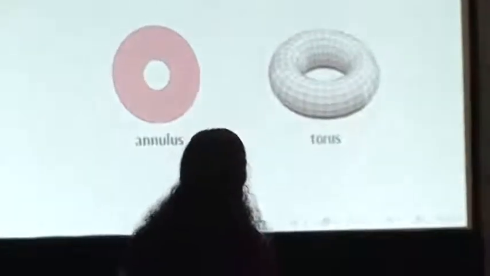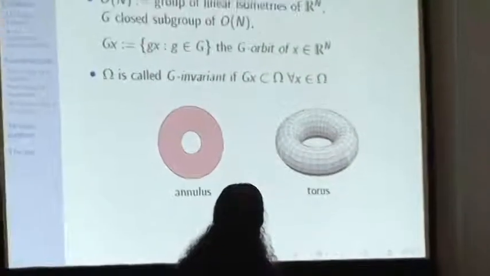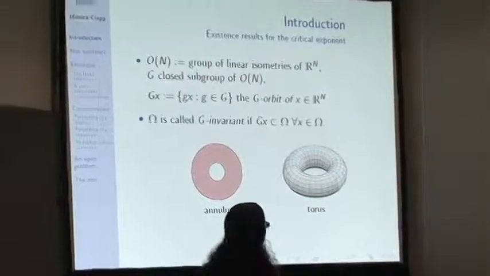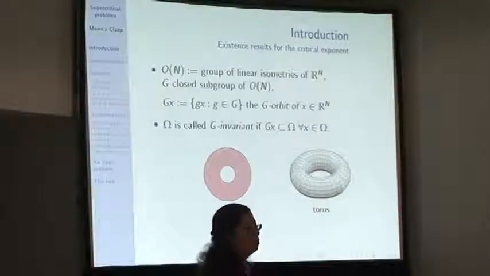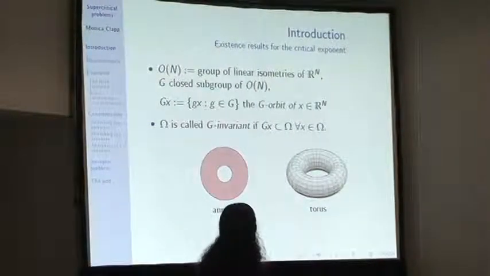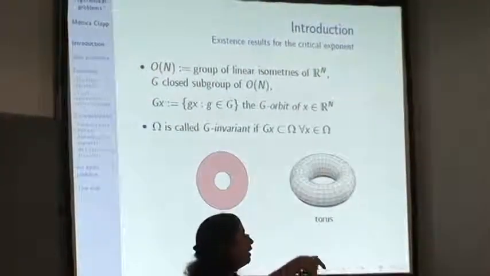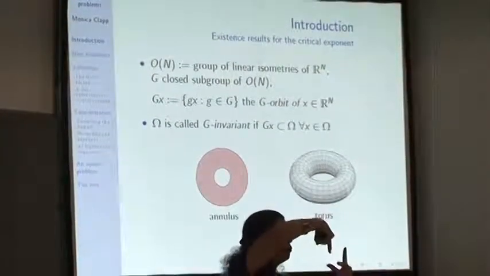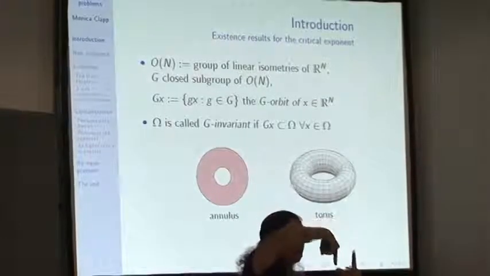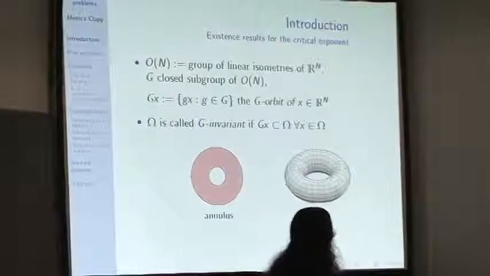A domain will be called G-invariant if every time a point is in Omega, the whole orbit of the point belongs also to Omega. So the annulus is O(n)-invariant, and the torus is invariant under the action of the group of rotations around the axis of the torus.